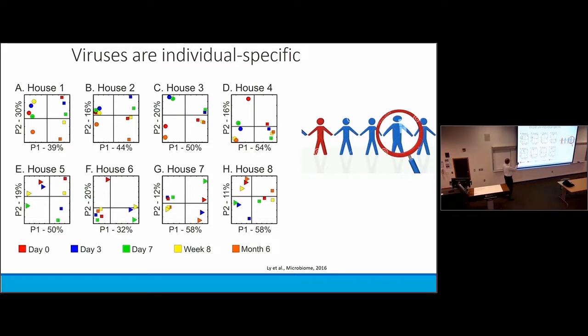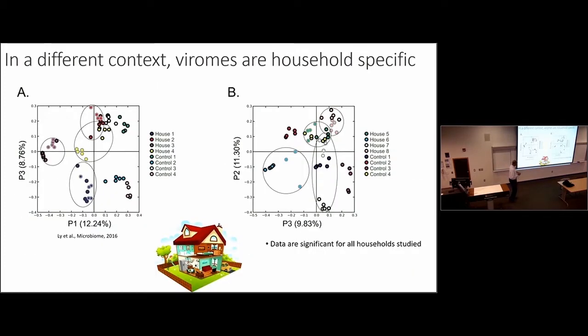At every single time point, we could tell subject 1 apart from subject 2. So again, the viruses really paint a nice picture, particularly when you look at them longitudinally, of exactly who you are, and we find it in pretty much every study that we do. But when we look at these viruses in a different context, we start to see these household patterns emerge. And these household patterns did not take long times to develop. Within a few days, we start to see these household patterns start to emerge.